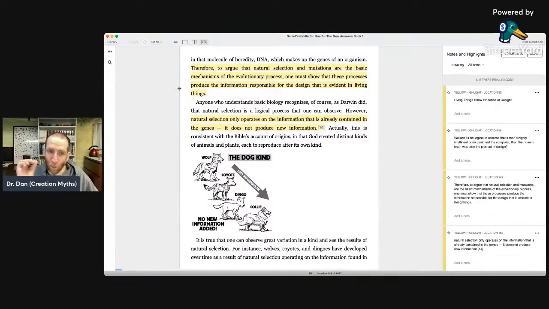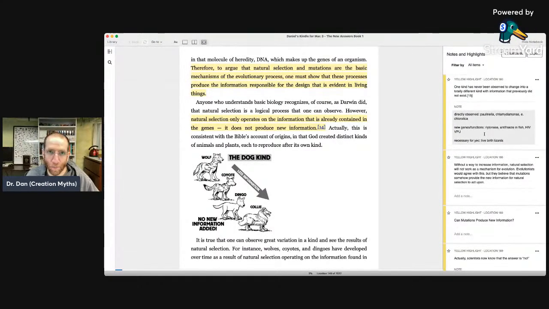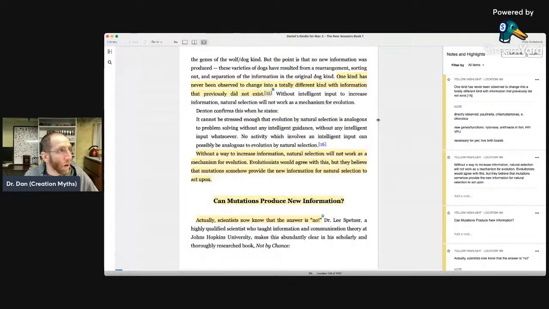Then we get a gem, a real classic here, right? Natural selection only operates on the information that is already contained. It does not produce new information. Yeah, that's right. Natural selection doesn't generate anything new. It only operates on what's there. That's true. Other mechanisms generate new things through various means. 100% true. Yep. Let's keep going. By the way, this is sprinkled with like the silly cartoons that we know and love from AIG. So you'll see these just throughout. They're terrible. They're all through here. All right. So let's keep going here.